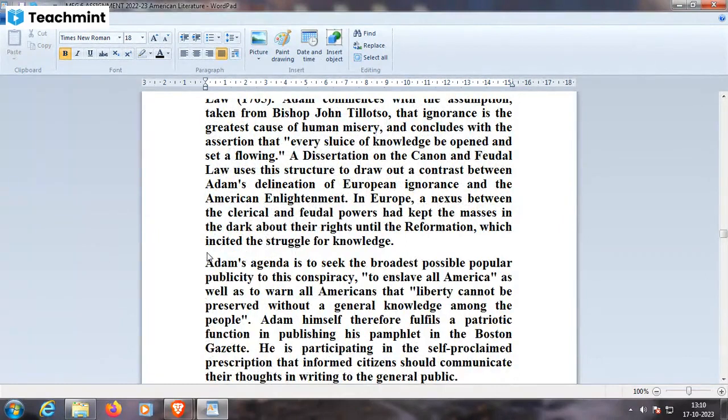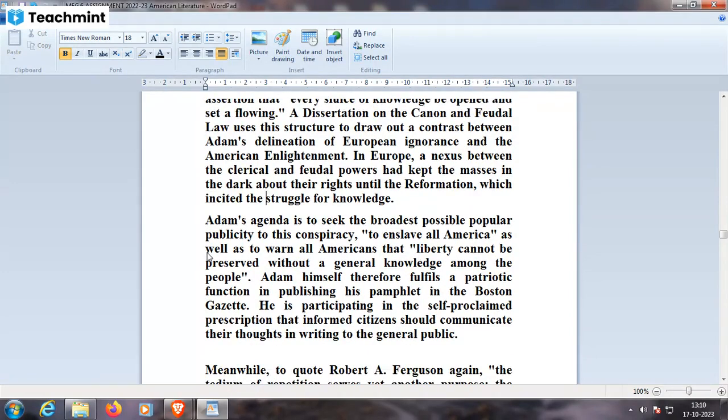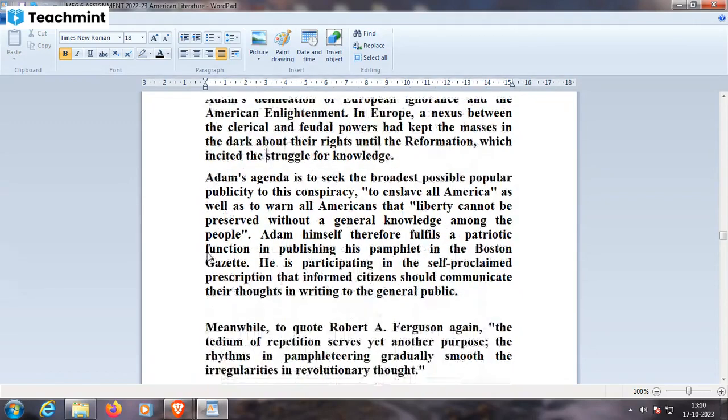Adams' agenda is to seek the broadest possible popular publicity for this conspiracy to enslave all America, as well as to warn all Americans that liberty cannot be preserved without a general knowledge among the people. Adams himself therefore fulfills a patriotic function in publishing his pamphlet in the Boston Gazette. He is participating in the self-proclaimed prescription that informed citizens should communicate their thoughts in writing to the general public.